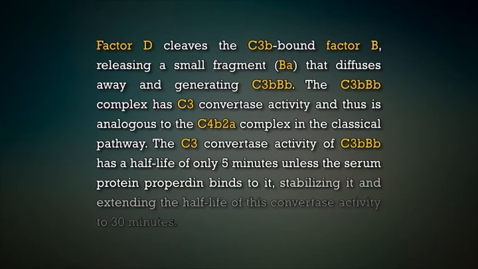Factor D cleaves the C3b-bound factor B, releasing a fragment Ba that diffuses away and generating C3bBb. The C3bBb complex has C3 convertase activity and thus is analogous to the C4b2a complex in the classical pathway. The C3 convertase activity of the C3bBb has a half-life of only 5 minutes unless the serum protein properdin binds to it, stabilizing it and extending the half-life of this convertase activity to 30 minutes.